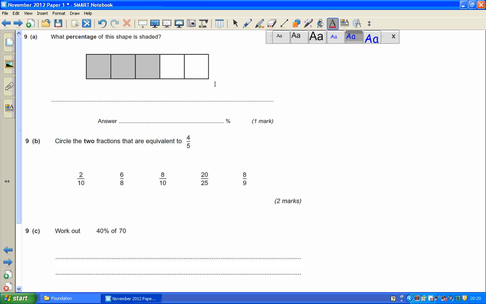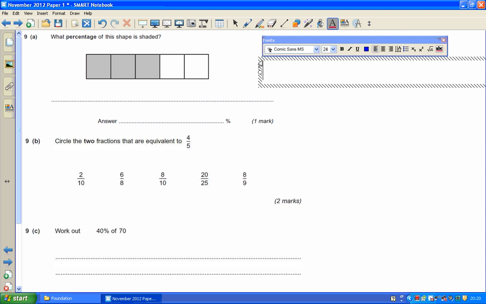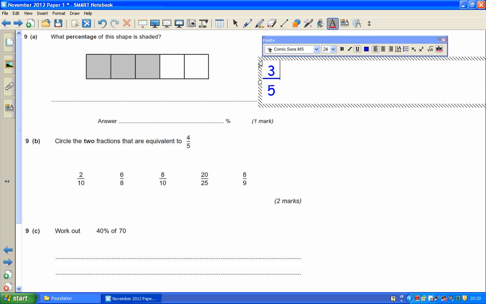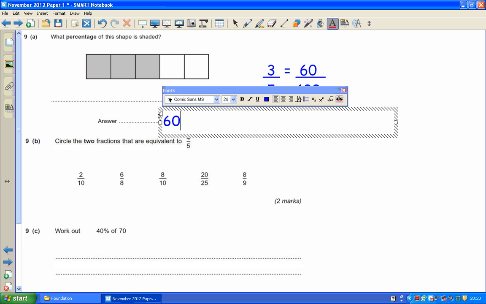Okay. So how many have we got shaded in? Well, we've got 3/5 shaded in. Now if I want to know what that is as a percentage, I need to write that over 100. So what do I multiply 5 by to get to 100? I multiply that by 20. So I need to do the same to the top, which is going to give me 60 over there. So now if it's 60 over 100, then my percentage must be 60%.